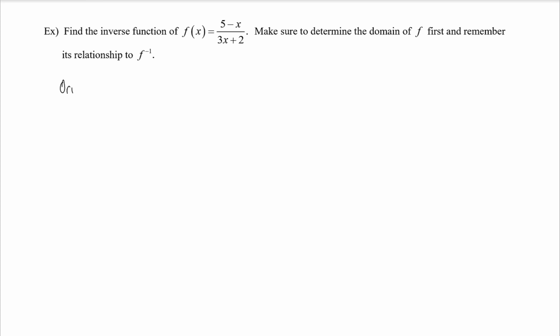So here's the original. My original function is y equals 5 minus x over 3x plus 2. Its domain, x cannot be negative 2/3, because that would make the denominator 0. Its range, well, let's see. It's improper, so long division. If I long divide, I'm going to get negative 1/3. So I'm going to have a horizontal asymptote at negative 1/3.